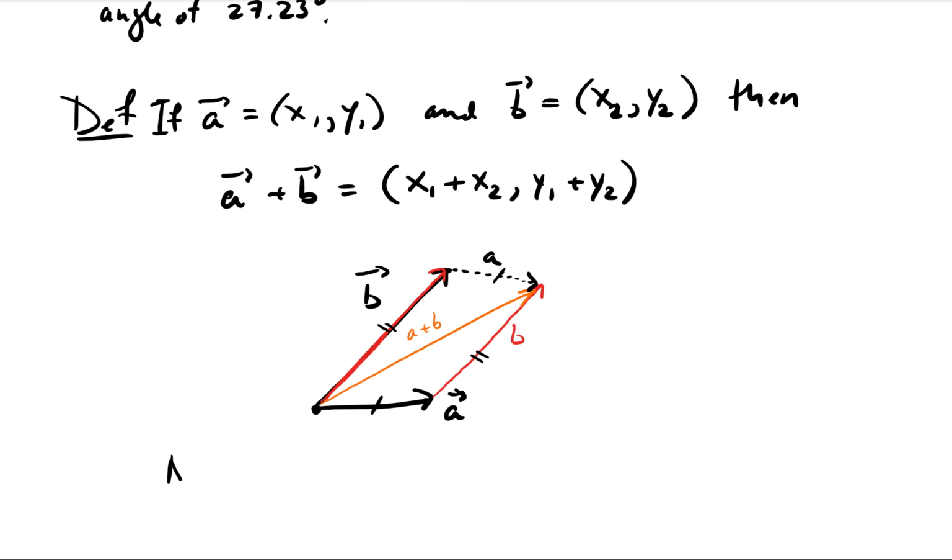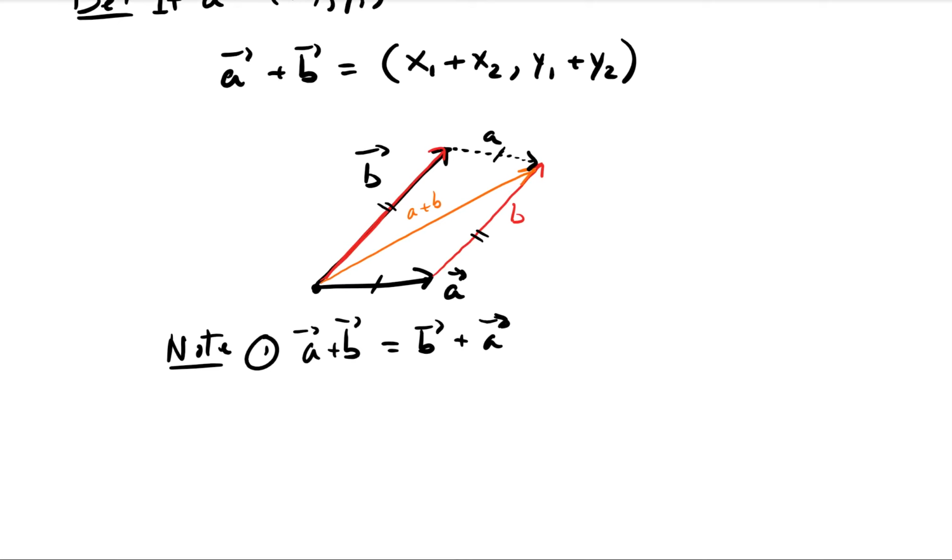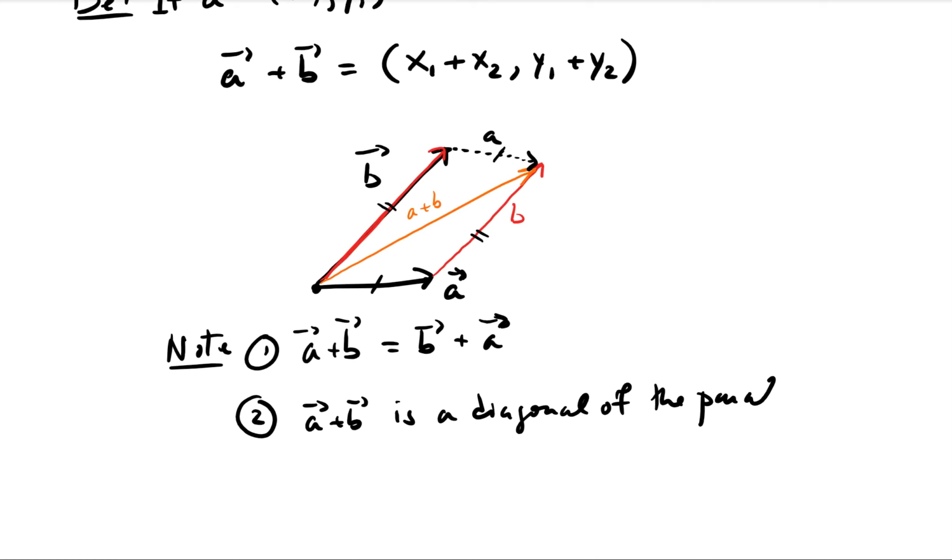Okay, so note number 1, A plus B, from this diagram we can clearly see it, is equal to B plus A. So addition of vectors, the order doesn't matter, right? So we say it's commutative. And A plus B is a diagonal of the parallelogram. Let me spell that correctly.